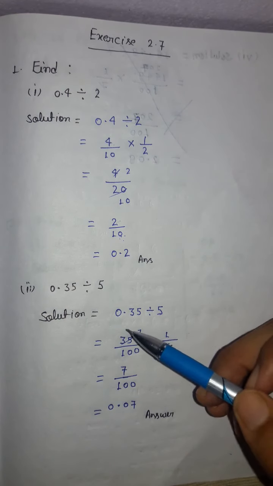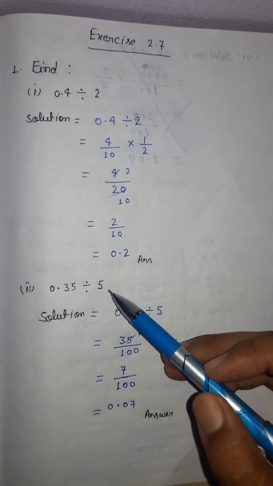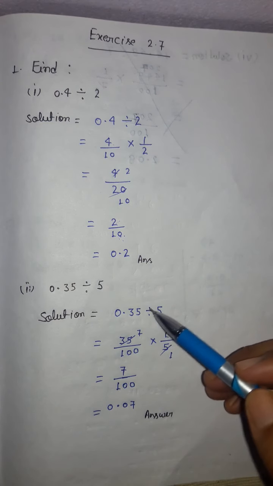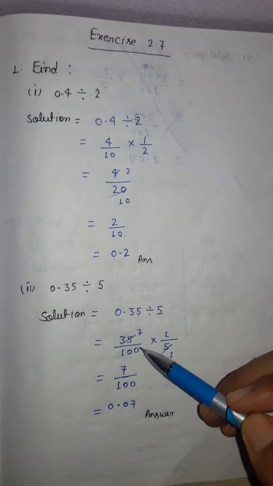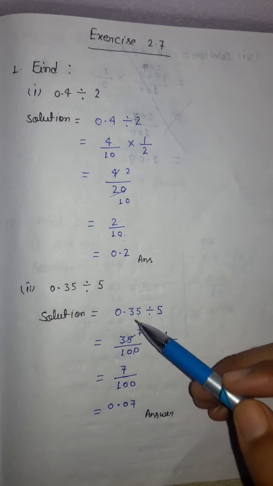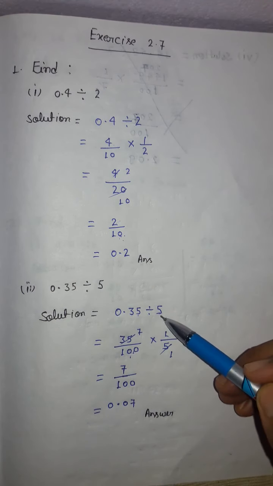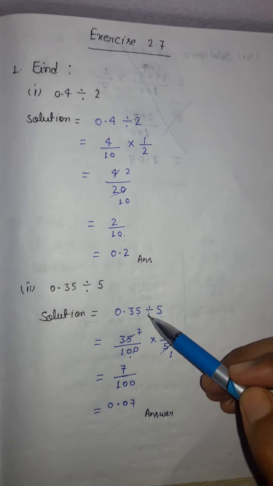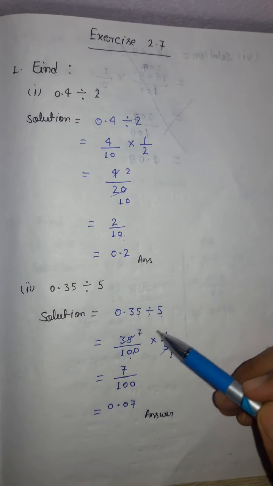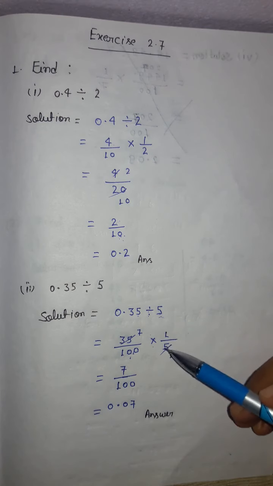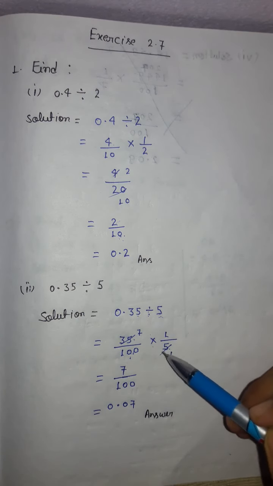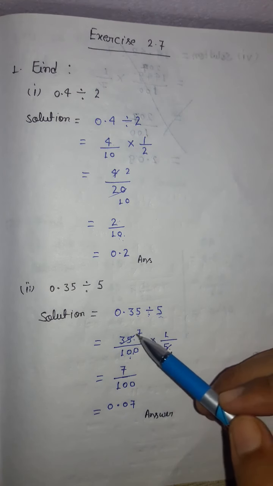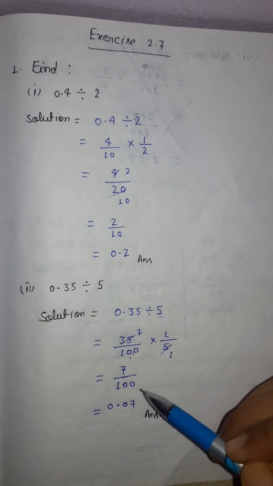Now see the second question. 0.35 divided by 5. In the same way, 0.35 can be written as 35 upon 100. Two digits are given after the decimal, so we write 100 in the denominator. So it will be 35 upon 100. 5 was the sign of division, so we convert it into multiplication. We write 5 upon 1, and its reciprocal will be 1 upon 5. Here you can divide because this is in the denominator and this is in the numerator. 5 1s are 5 and 5 7s are 35. Now multiply the remaining numbers. 7 1s are 7 and 100 1s are 100.